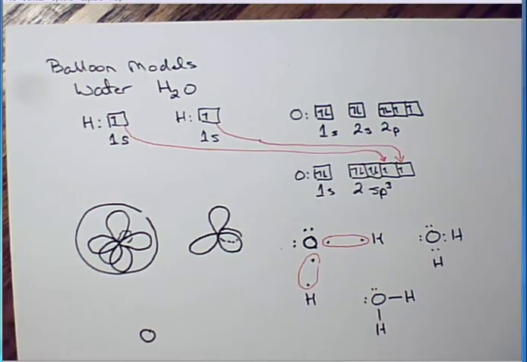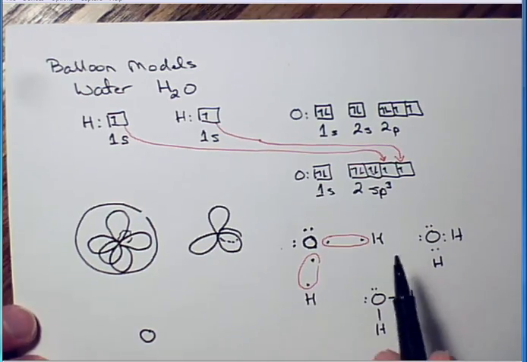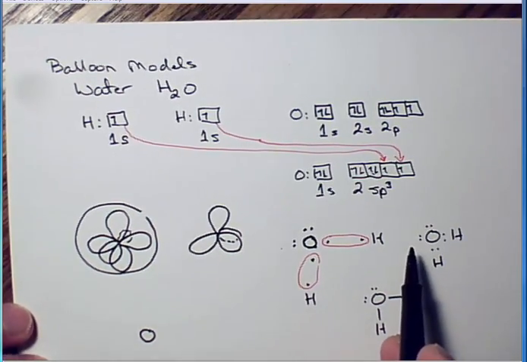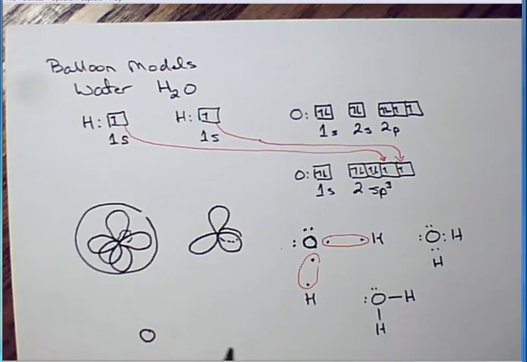And so what we want to do is to figure out what shape will allow me to get those 4 sets of electrons as far apart as I can while still being attached to this oxygen. Okay, and that's called a tetrahedral. It's 109.5 degrees between the axes.